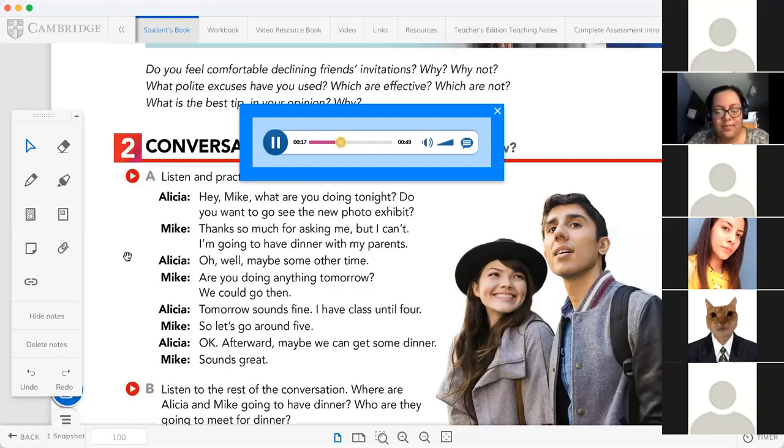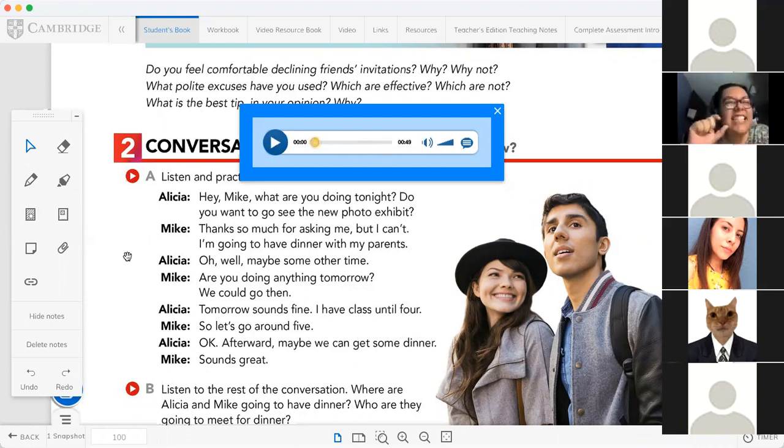Hey, Mike. What are you doing tonight? Do you want to go see the new photo exhibit? Thanks so much for asking me, but I can't. I'm gonna have dinner with my parents. Oh, well, maybe some other time. Are you doing anything tomorrow? We could go then. Tomorrow sounds fine. I have class until 4. So let's go around 5. Okay. Afterward, maybe we can get some dinner. Sounds great.